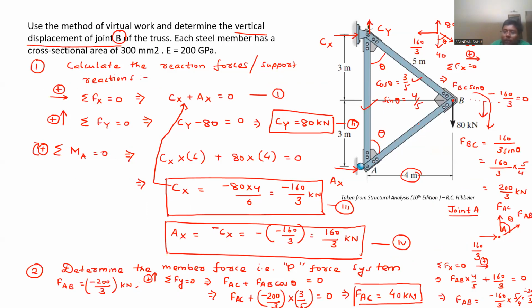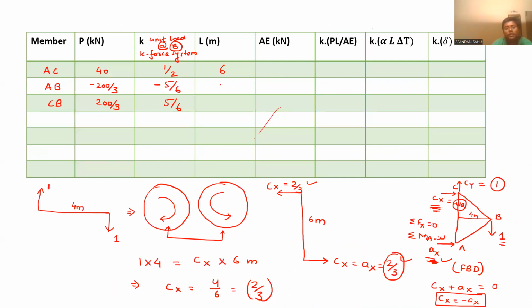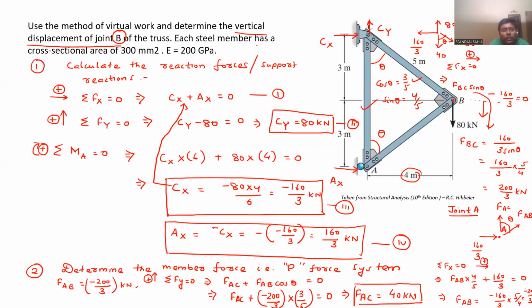And both AB and CB are 5 meters. So 5 meter, 5 meter. Now that this is axial rigidity, so here we have A as 300 mm square and E as 200 GPa for all members. So the axial rigidity is uniform throughout the truss members.